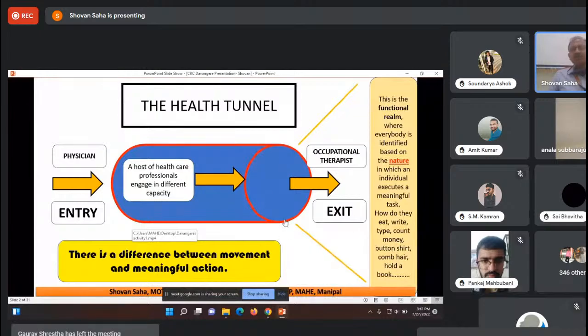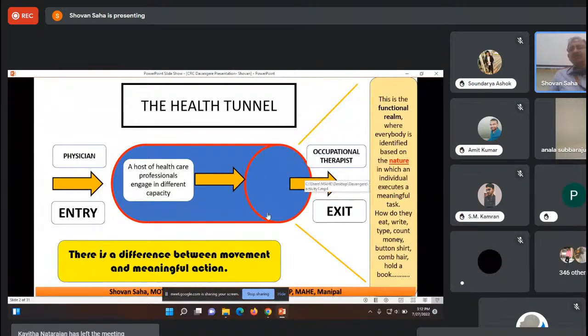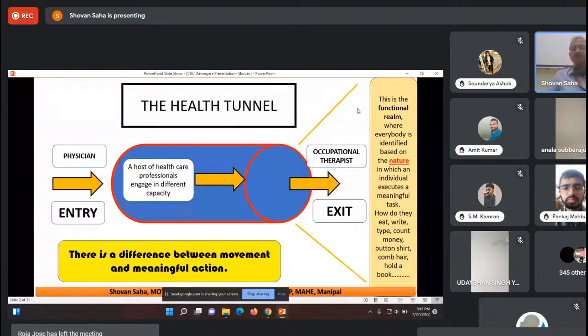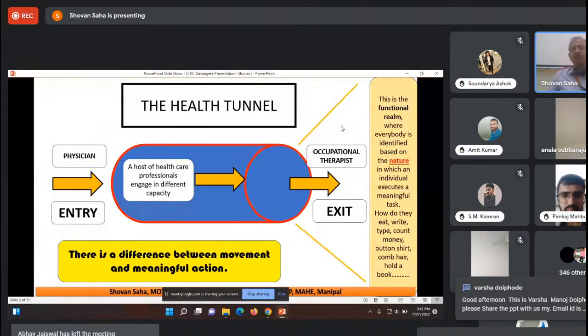At the mouth or the exit point of this, there is an occupational therapist, because from this mouth, the patient is likely to take a giant leap once again into the realm of society. The society where we are all defined by what we do and how we do it. So it is defined based on our productivity, the functional productivity.